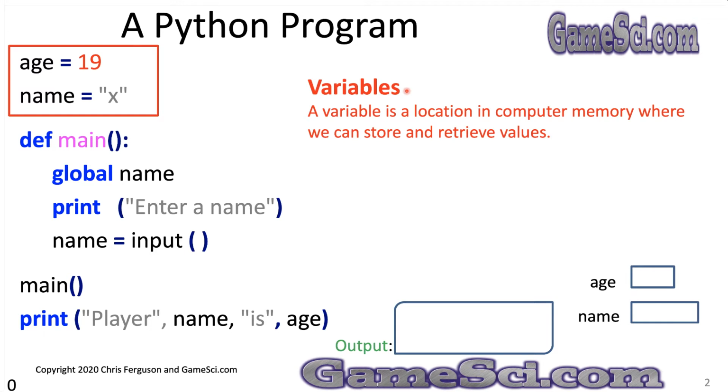Variables. A variable is a location in computer memory where we can store and retrieve values. I set up two variables here, age and name. Variables hold values and will store those values in these locations in computer memory.